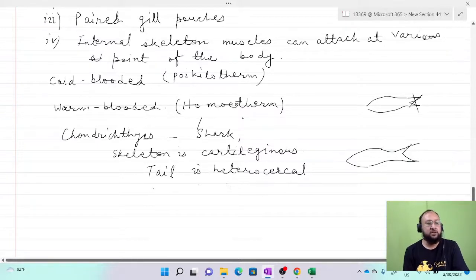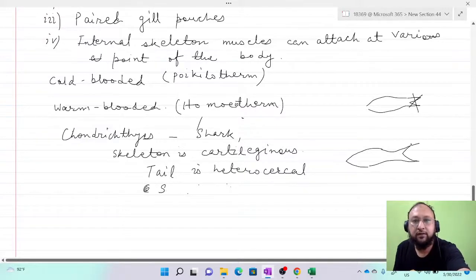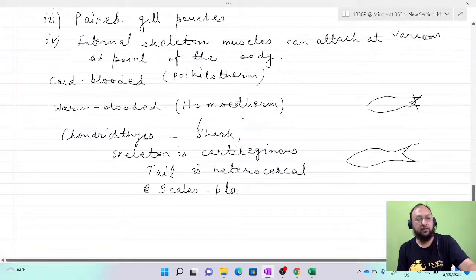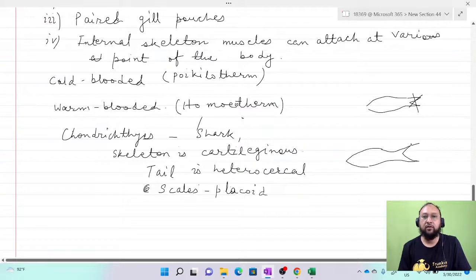Then claspers are present, and other important features are that scales are dermal in origin, placoid scales. Dermal means that it is on the skin, dermal origin.